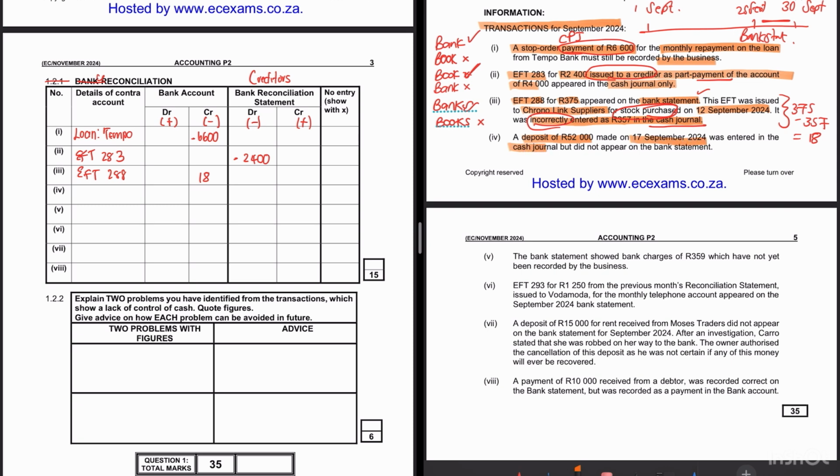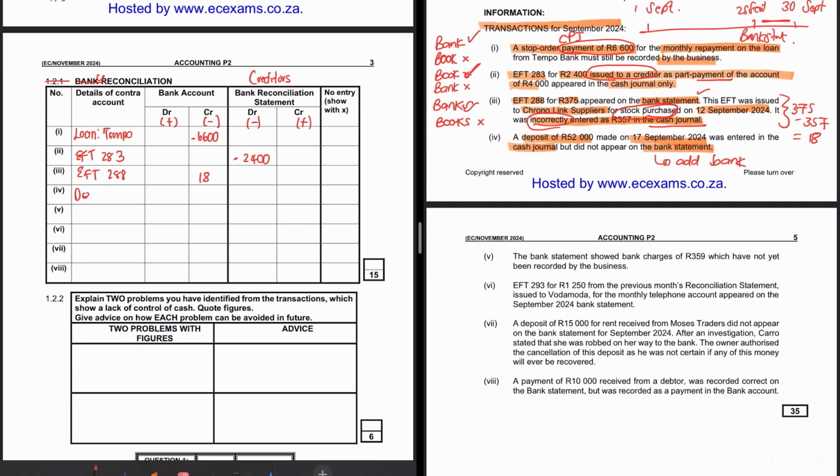Okay, number 4. We've got a deposit of 52,000 made on the 17th of September 2024. It was entered in the cash journal but did not appear in the bank statement, meaning we need to add it to the bank. So we've got a deposit of 52,000 that did not appear in the bank statement. Deposits increase our bank balance, so we're going to put it on our credit side, 52,000.